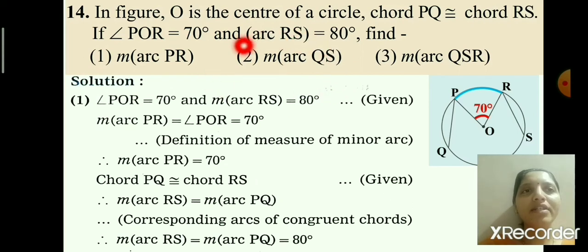Now, let's try to find measure arc QS. For that, chord PQ is congruent to chord RS. Yes. So, if these two chords are congruent, their corresponding arcs will be also congruent. Therefore, arc RS and major arc PQ are also equal. Yes, the corresponding arcs of congruent chords. Therefore, major arc RS is equal to major arc PQ, that is equal to 80 degree.